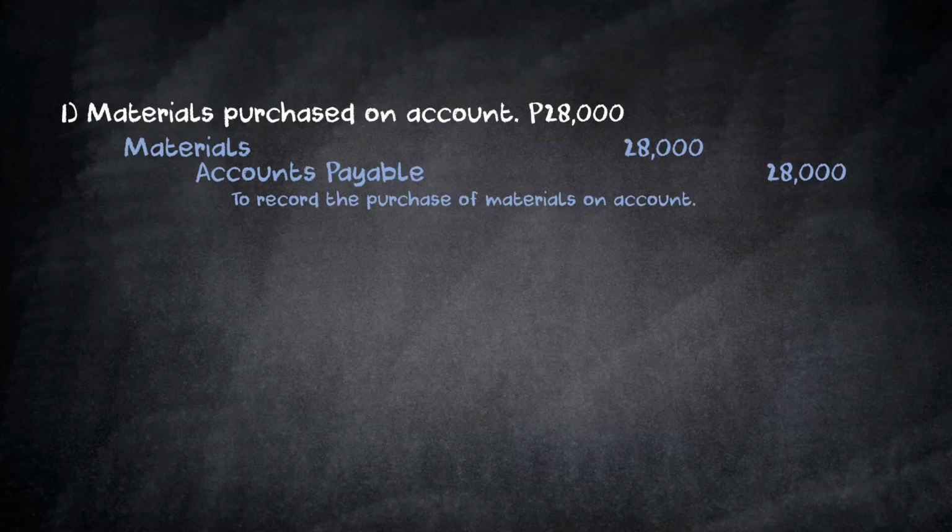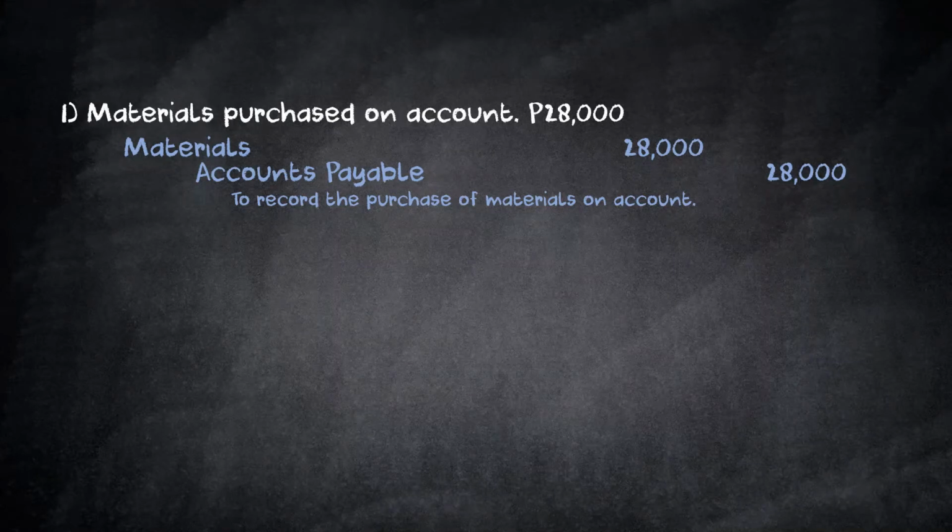Okay, let's start na. Game na tayo with the journal entries. Okay, number 1. Materials purchase on account, 28,000. So, purchase on account, ibig sabihin, hindi natin siya binayaran in cash. So, giving us an entry of, ayan, we have a debit of course sa materials with 28,000 and credit accounts payable for 28,000 din. So, ang dali, di ba?